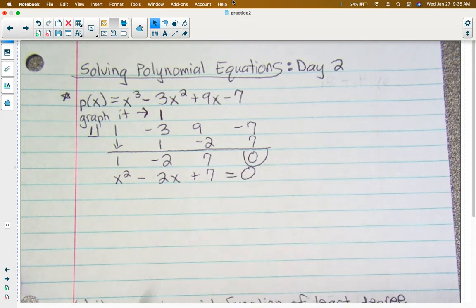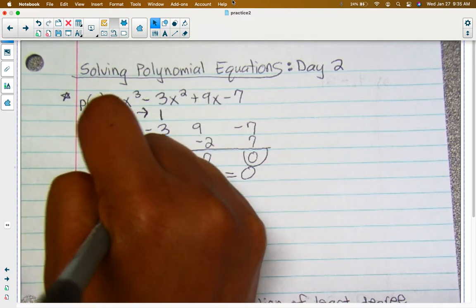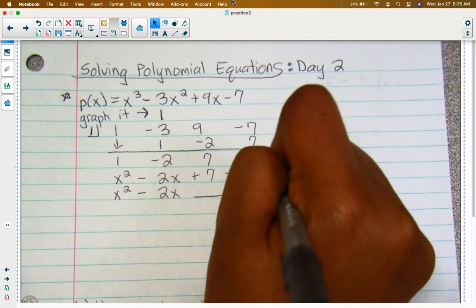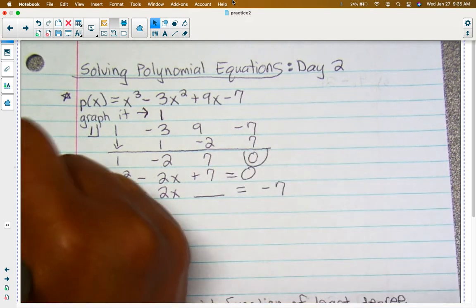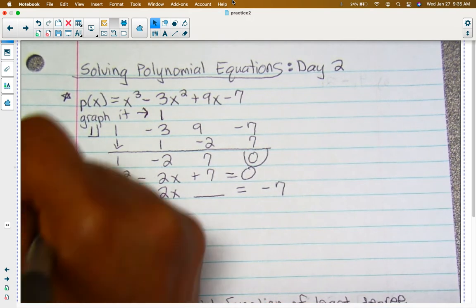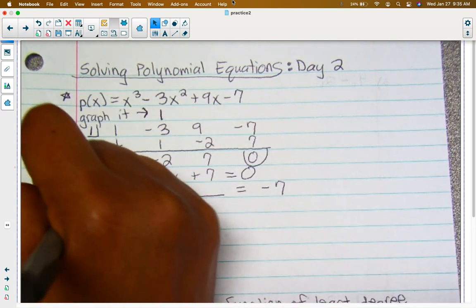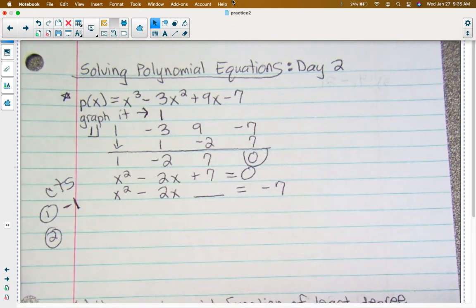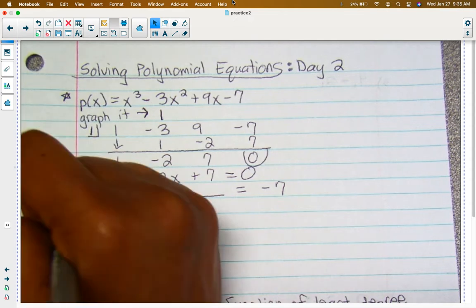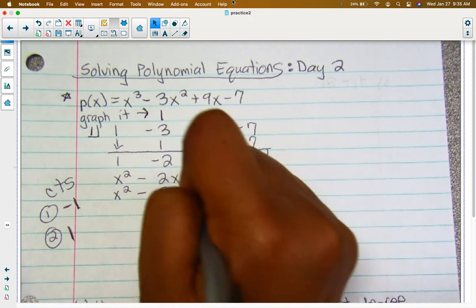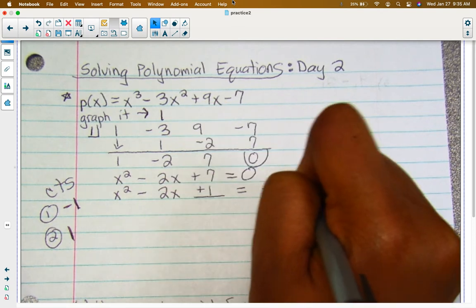It's not. We're going to move it over to the other side. So x squared minus 2x, leave a little space, equals -7. Off to the side, I always encourage you to write your 2 steps from when you complete the square. You take half of the middle number. Half of -2 is -1. And then you square that number. -1 times -1 is +1. You add this number to both sides of your equation to keep your equation balanced.